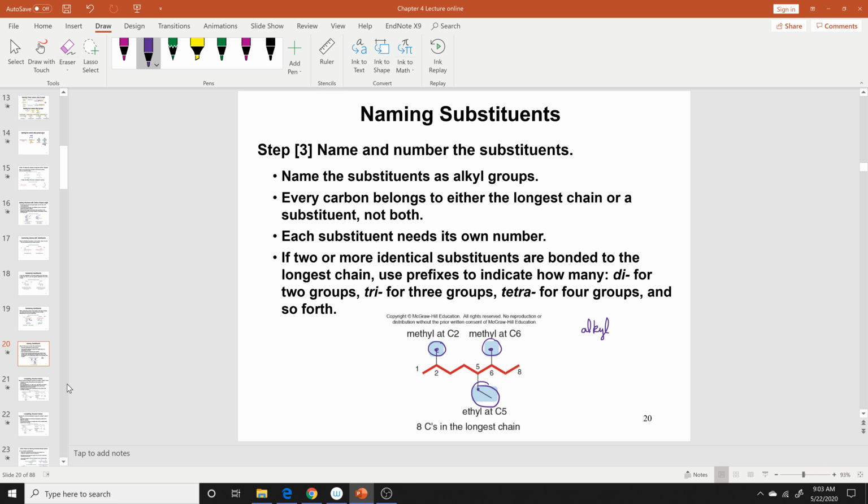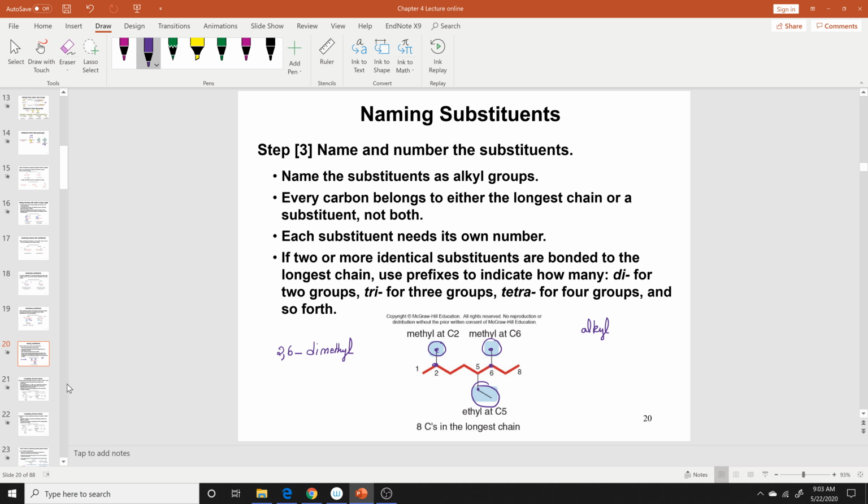If two or more identical substituents are bonded to the longest chain, as in this case I have two CH3s, then I need to use the prefixes di, tri, tetra, and each of these CH3s gets its own number. So now when I want to name them, I know that I have two CH3s, so it's going to be dimethyl. Where are the dimethyl? I have two of them, not one, two. So I need to represent them with two numbers. They are on carbon 2 and carbon number 6. So I put 2, comma, 6, and dash.